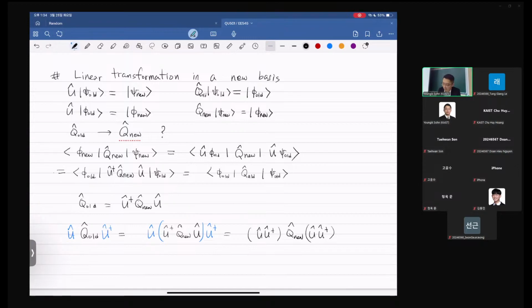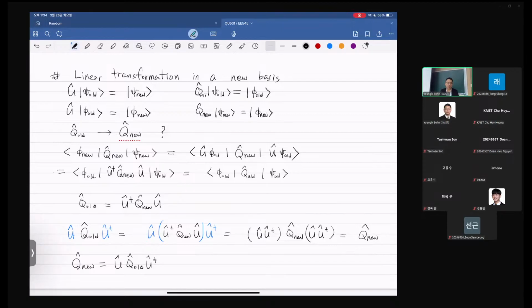And then this was U dagger, it's an identity matrix. It's a unitary transformation, right? U was unitary. So they are identity matrices, they're both identity matrices. So you get Q new. Okay, so Q new, you can write it as U Q old U dagger. All right.